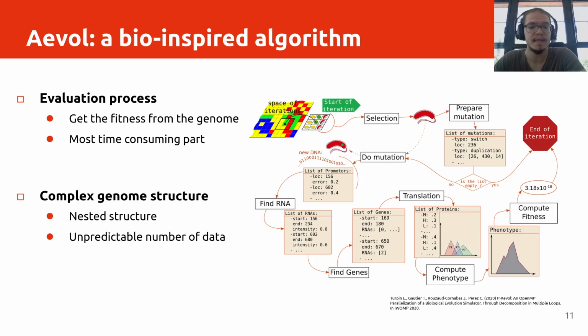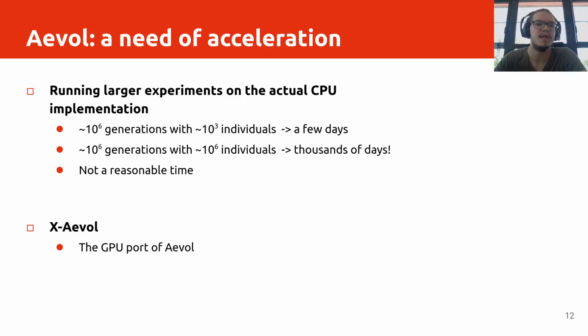And this complexity is a problem if you want to run the program faster, because it is a subject of interest. For now, the actual CPU implementation computes millions of generations with thousands of individuals in a few days. But we want to simulate millions of individuals, so it would take thousands of days. That means years, and it is not reasonable. Remember, the program should run faster than life.